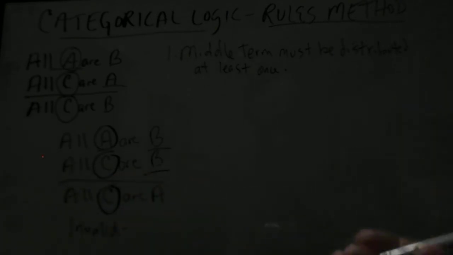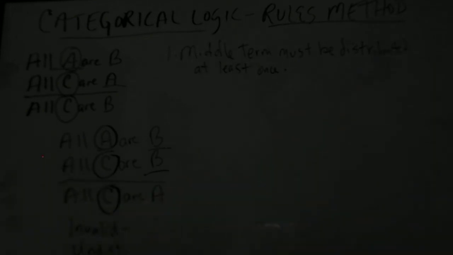Now there are specific fallacy names that are associated with these, and so this one is simply referred to as the fallacy of undistributed middle. So that's the first rule that it has to meet. The second rule says that if any term is distributed in the conclusion, then it has to be distributed in the premises.